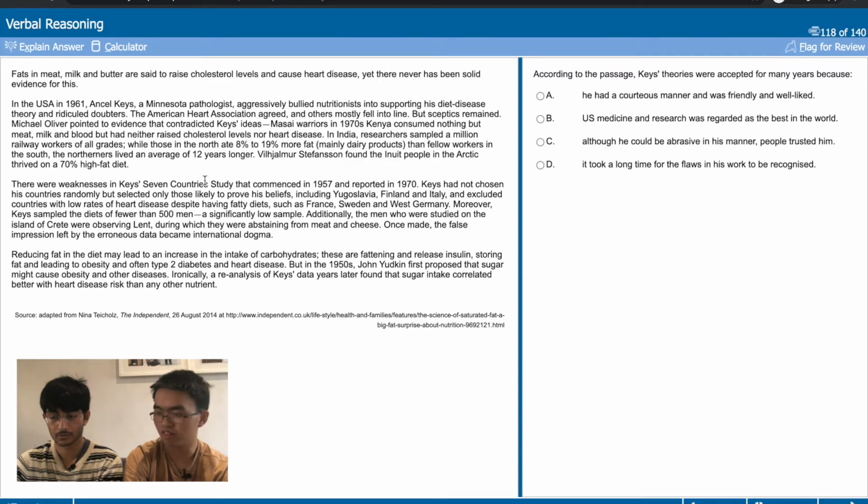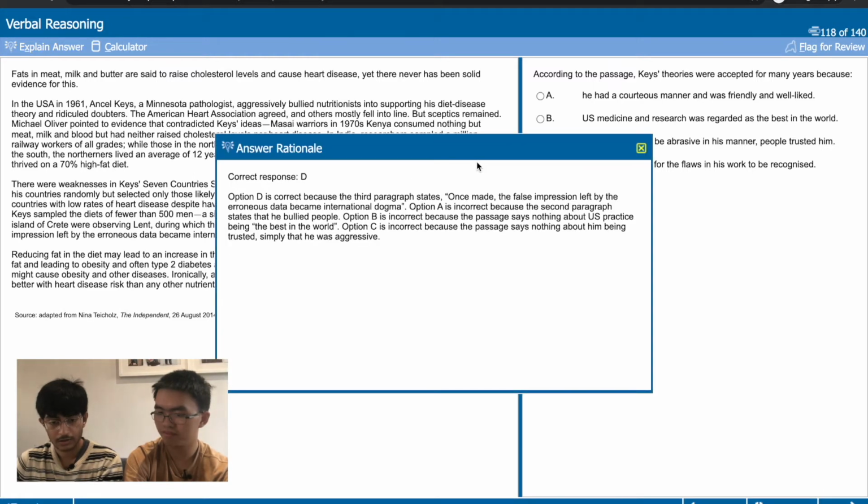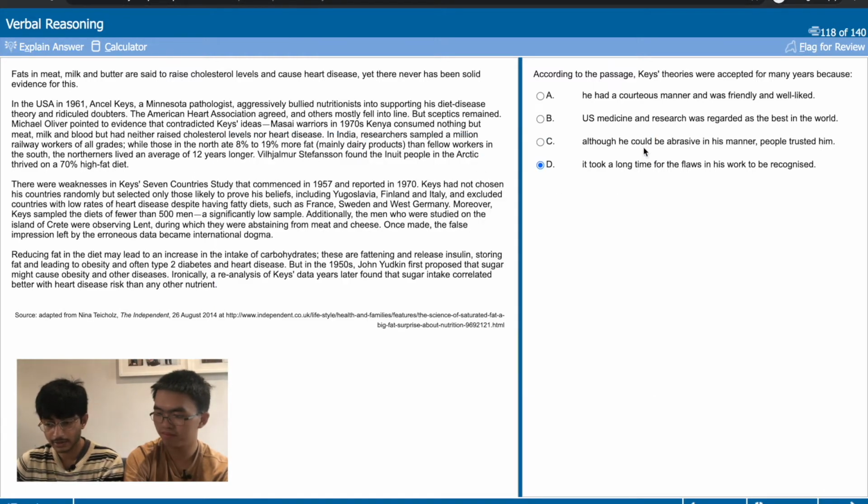Only D is left, and you can verify that D is the answer by looking at the last paragraph. Oh, okay. So an analysis a few years later found that sugar intake actually correlated better. So that basically invalidated his conclusion. Yep, and D is the right answer.